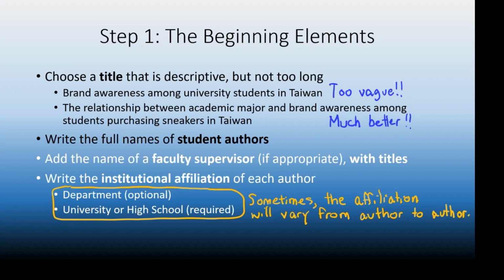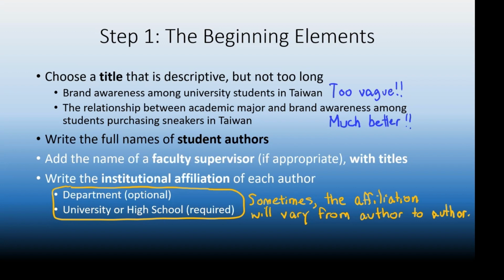Next, write the full names of the student authors, including their given names and family names. Sometimes it may be appropriate to add the name of a faculty advisor. If you're working under the supervision of a teacher, make sure to discuss this with him or her. If you're unsure whether to include titles such as doctor or professor, then include them just to be safe.